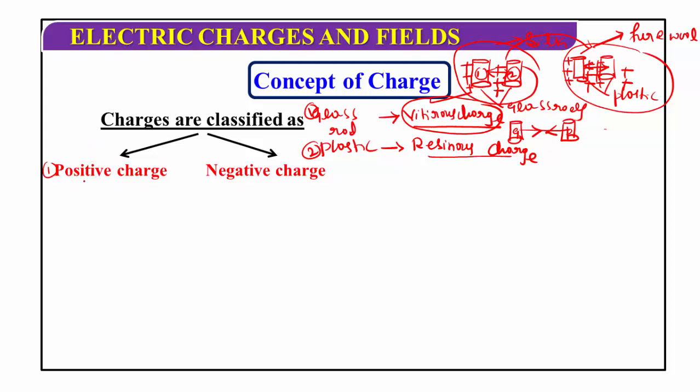Here the positive charge means, how can we define positive charge and negative charge here? The charge developed on the glass rod when rubbed with the silk cloth. The charge is developed on a glass rod when rubbed with the silk cloth. That is called positive charge. Negative charge means the charge developed on a plastic rod when rubbed with the wool. That is called negative charge.